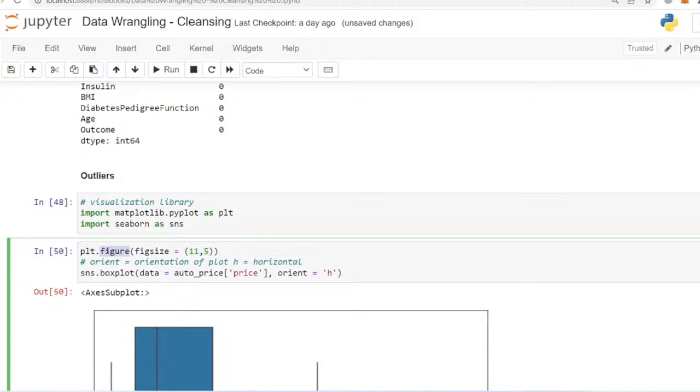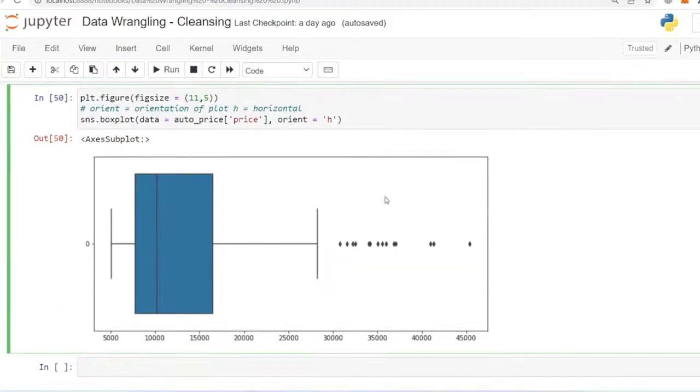plt.figure is an inbuilt function from plt. plt represents pyplot, matplotlib.pyplot, correct? Whereas sns is the standard alias we use to represent Seaborn. Now we have written plt.figure and mentioned my figure size. What is my figure size in this case? 11, 5. That's the size of the figure. This figure is by default.